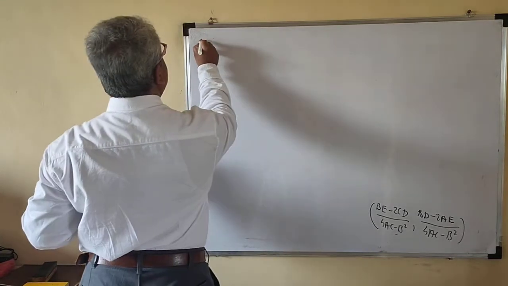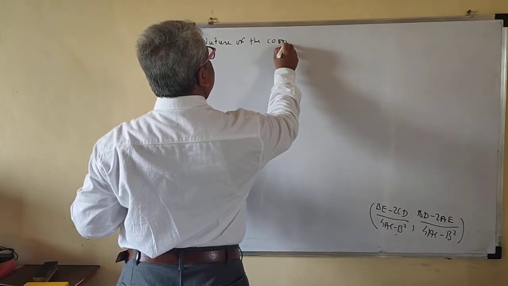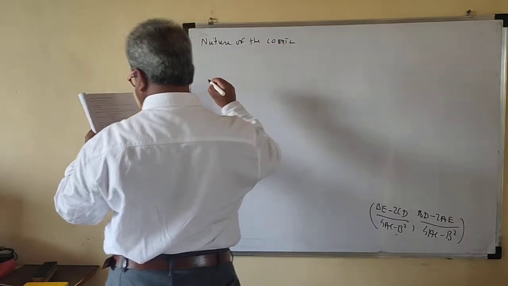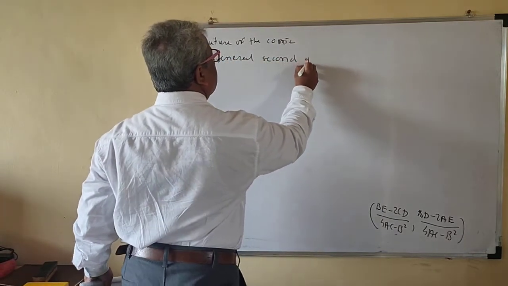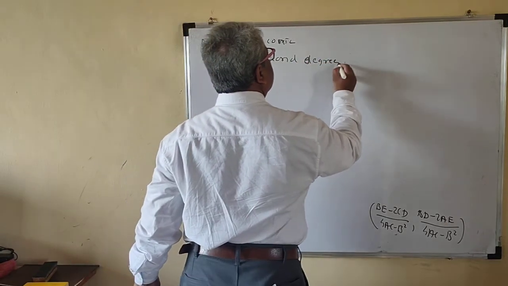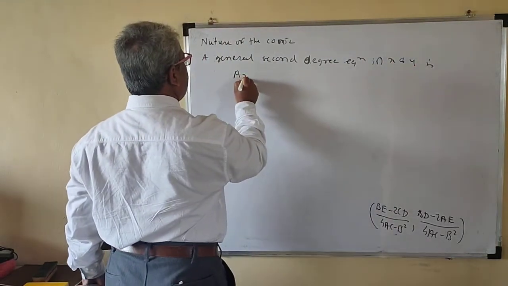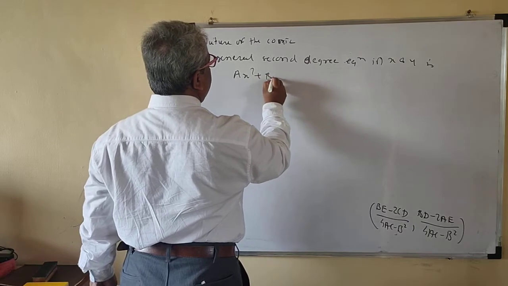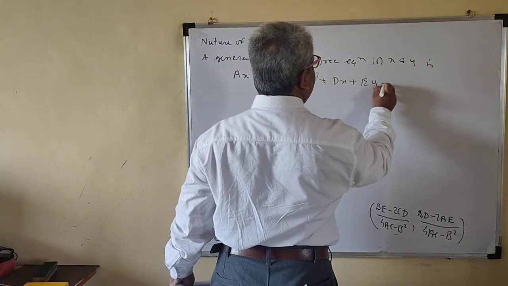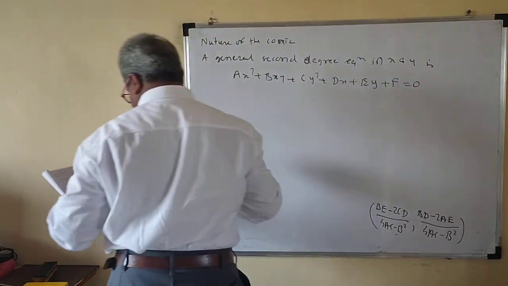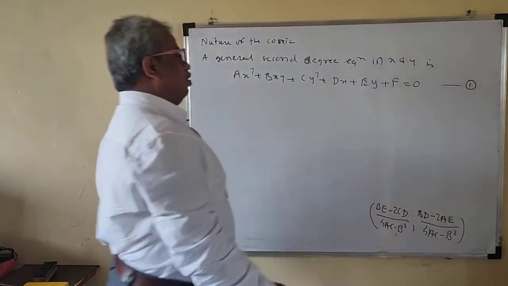Okay, so we write the nature of the conic. This is very important. Nature of the conic. Okay. A general second degree equation in x and y is ax square plus bxy plus cy square plus dx plus ey plus f is equal to 0. So we call this as 1.